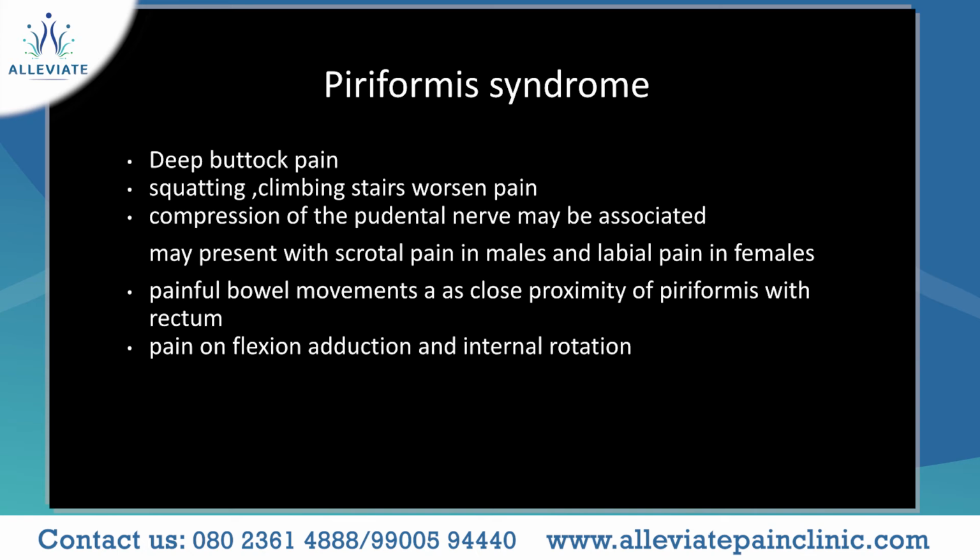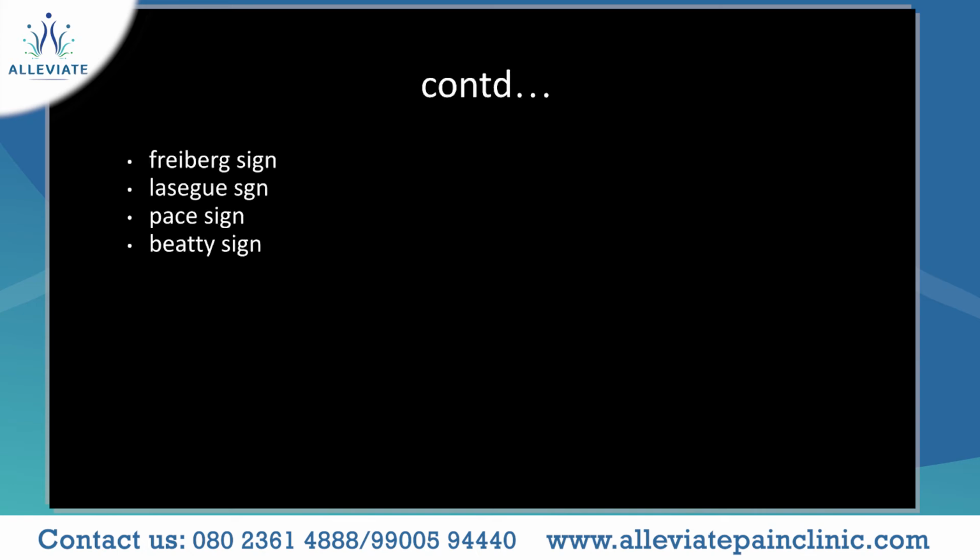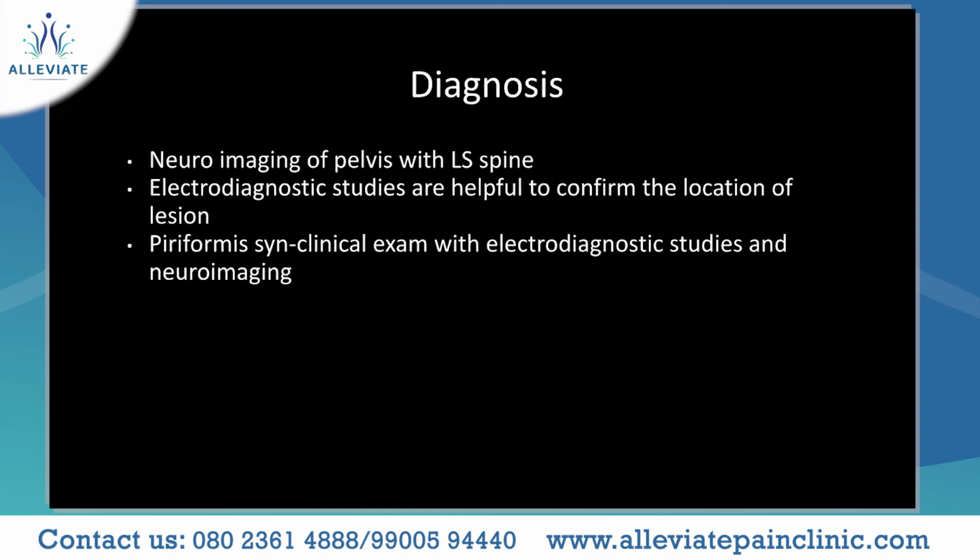Pain on flexion, adduction and internal rotation is your FAIR test. There are other tests which can also be elicited in this case: the Freiberg sign, Pace sign, Beatty sign. All of these involve passive movement. For the Freiberg sign, the patient lies on his back with extended knee and hip, and you passively internally rotate, and the patient says he has pain. For the Pace sign, the patient is in a sitting position. Beatty sign is in the lateral position, and abduction is more painful.